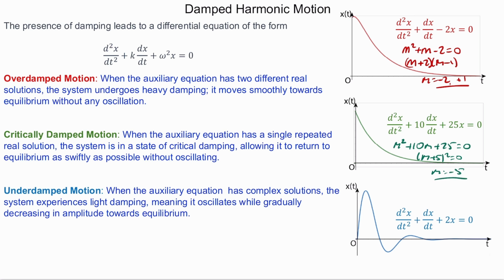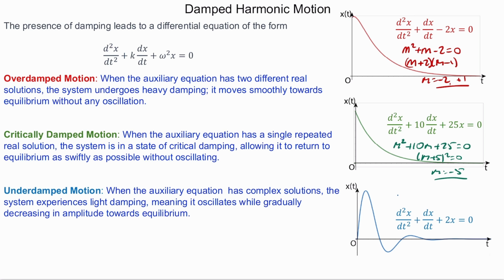And then the final type of damping is underdamped motion. This is where the auxiliary equation has complex solutions, and the system experiences light damping, meaning it oscillates while gradually decreasing in amplitude towards equilibrium. You can see from the blue sketch that whilst it's oscillating, the peaks of the oscillations are reducing until it does go back to equilibrium. An example of this could be a swing at a park, where it goes back and forth until gradually stopping.